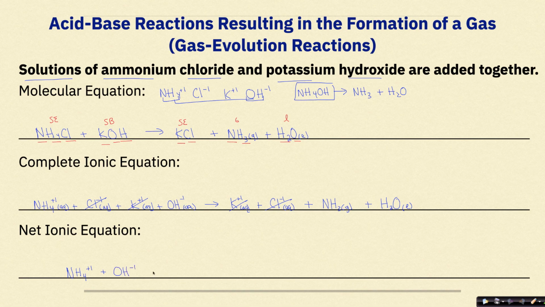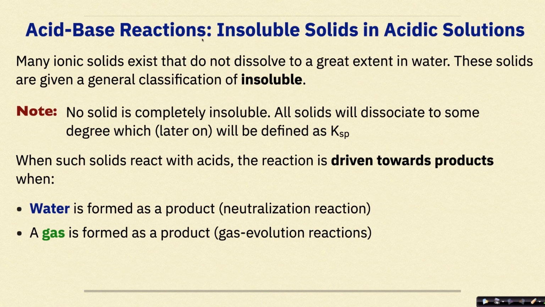NH4 plus 1 plus OH minus 1 gives us NH3 and H2O. And that's our net ionic equation, where we are forming ammonia and water as a product from the very unstable molecule NH4OH. Now let's talk about acid-base reactions, insoluble solids, and acidic solutions.